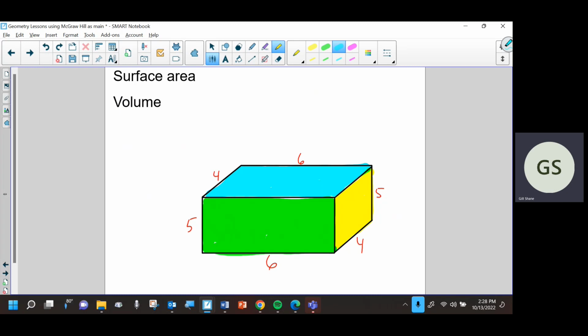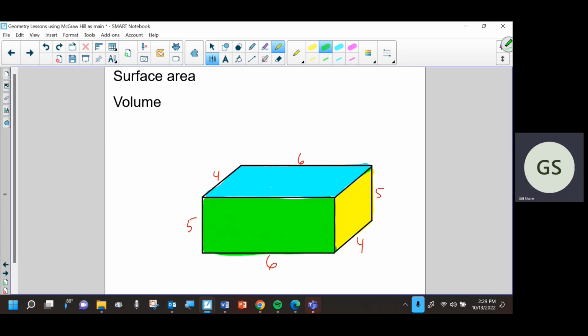But I need to also remember that for the green rectangle in the front, there's also an exact duplicate rectangle that's on the back side of this prism. For the yellow rectangle, there's an exact duplicate on the left side of this prism. And for the blue rectangle, the top base, there's an identical base on the bottom that has the same exact area. So there's actually only really three different sizes. And then for each one of those, we have an exact duplicate on the opposite face.